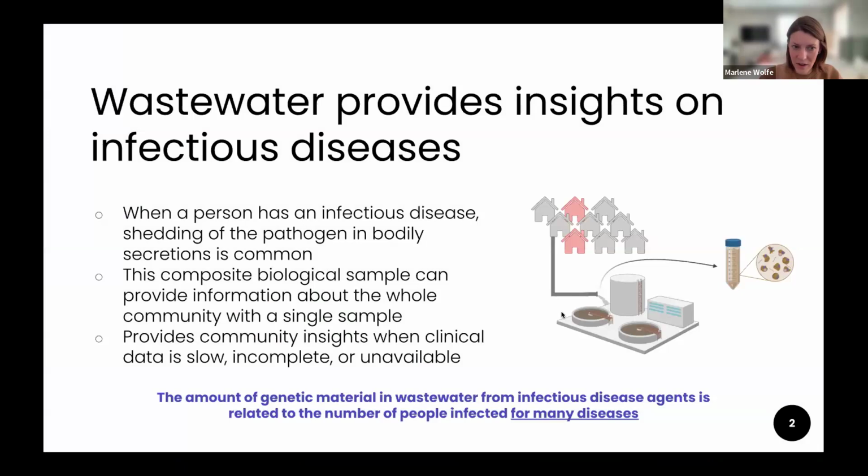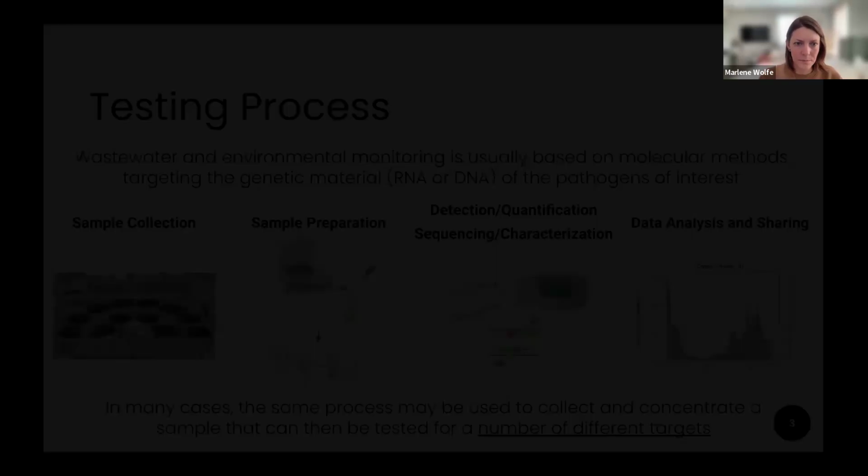Wastewater can provide insights on infectious diseases because when a person has an infectious disease, they shed the pathogen in bodily secretions quite commonly, right? And so then in waste, however it is collected, we have a composite biological sample that can provide information about the whole community just by sampling from that one location. That provides community insights when clinical data might be slow, incomplete, or unavailable, which is very frequently true all over the world. The amount of genetic material in wastewater from these infectious agents is very often related to the number of people who are infected for a lot of different diseases, is what we found. So this can be a really broadly useful tool.